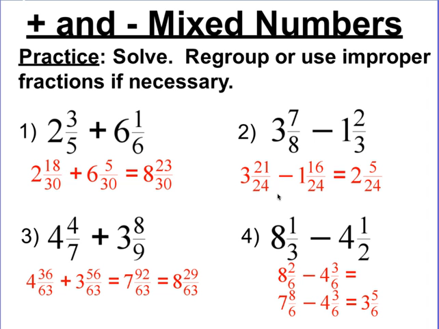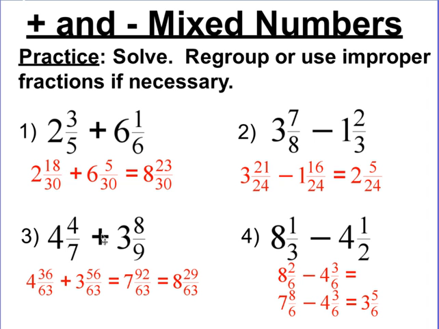Here, in question 2, again, a straightforward problem. 8 and 3, a common denominator is 24. So 7 times 3 is 21, and 8 times 3 is 24. Here, 3 times 8 is 24. 2 times 8 is 16. So do your subtraction. 3 minus 1 is 2. 21 minus 16 is 5. And there's your final answer, because 5 over 24 cannot be simplified.